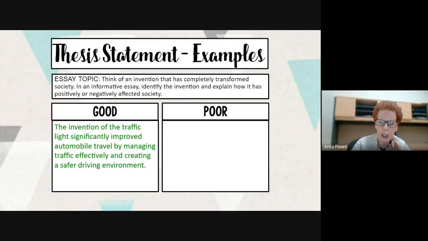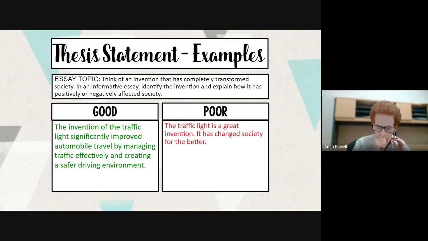Let's see a poor version here. Traffic light is a good invention. It's changed society for the better. Okay, so unspecific, so unclear. I haven't narrowed down my prompt. I've just said, yeah, it's good. It's changed society. I'm giving you no idea. This thesis can't drive my essay. It's really not specific enough to do that. It's just not clear enough.